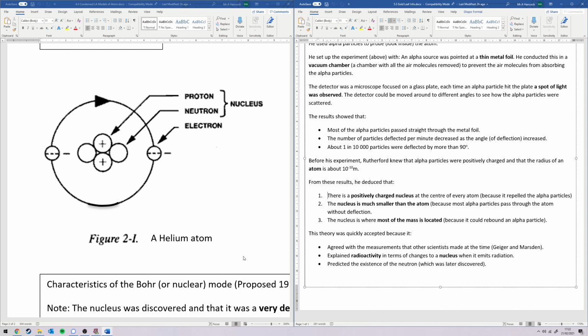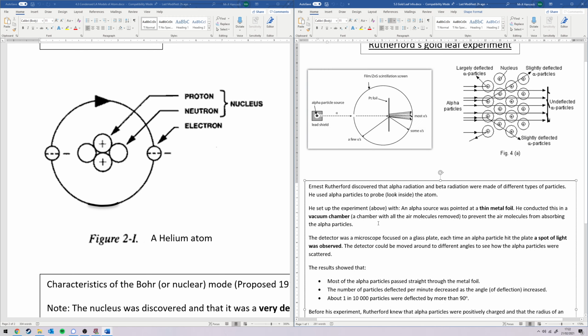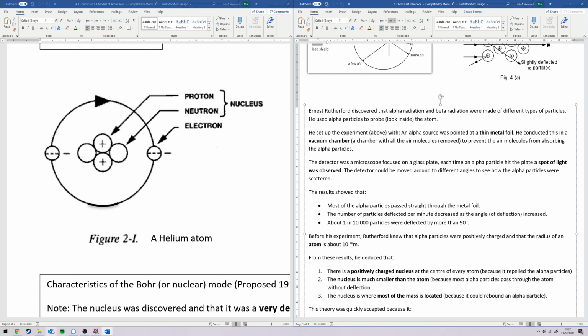Could you make sure you fill in that worksheet, please? Have a little read through the Rutherford's gold leaf experiment, and then email it back to me. And then you are done.